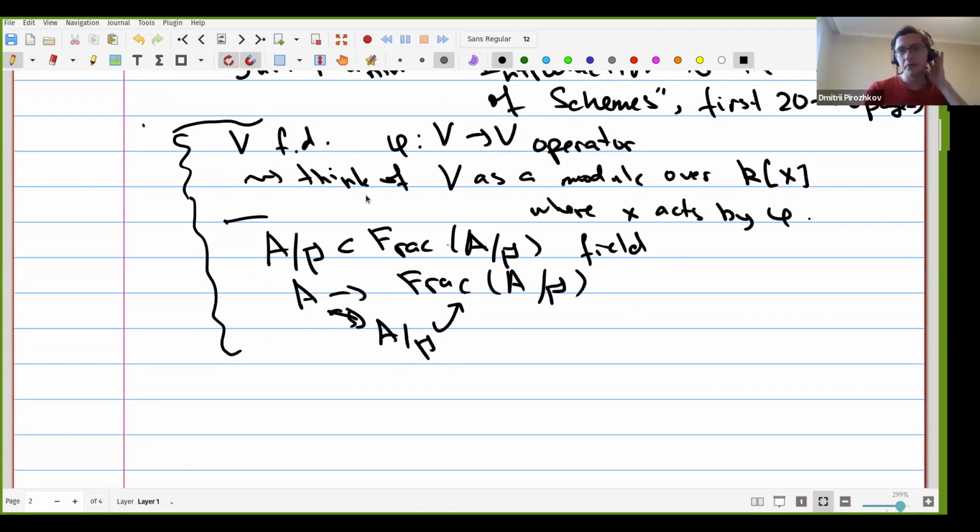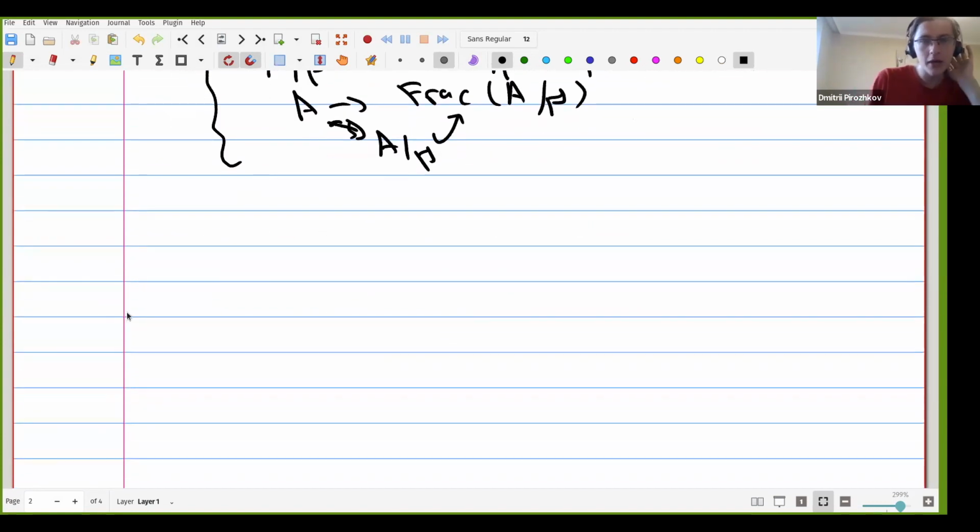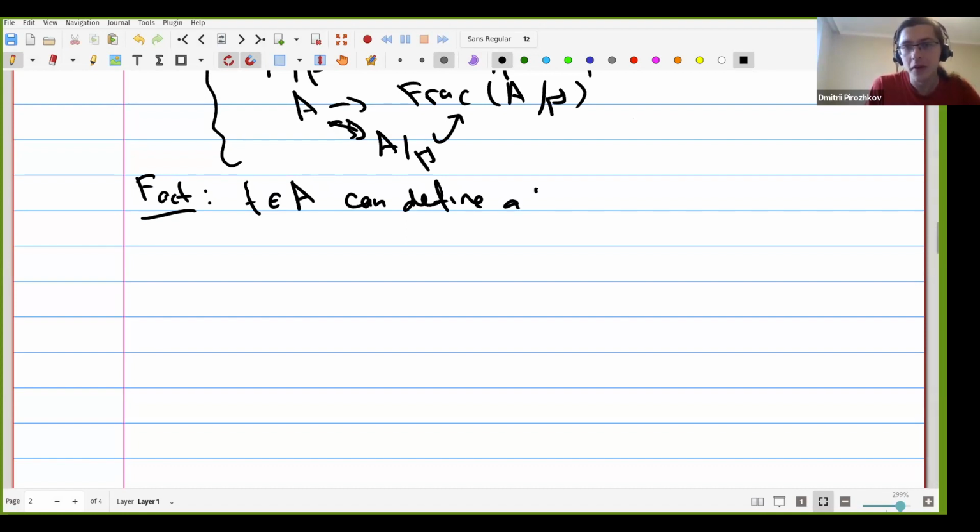Okay, so now I wanted to say that the definition of this point of view of thinking of elements of the ring as functions has one strange property: that if we take an element f, this actually can define a zero function even if f is not equal to 0.